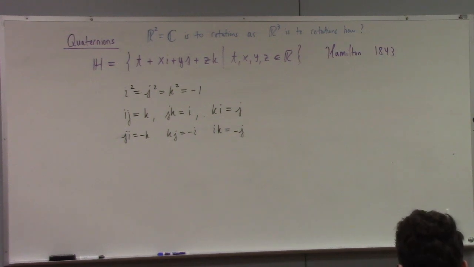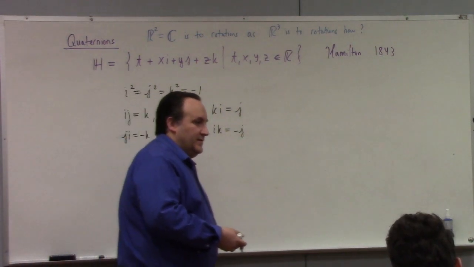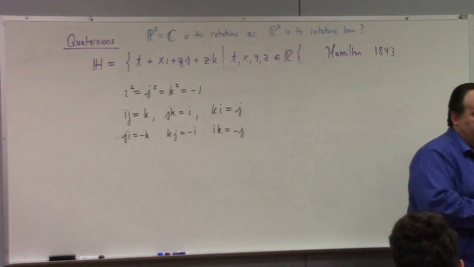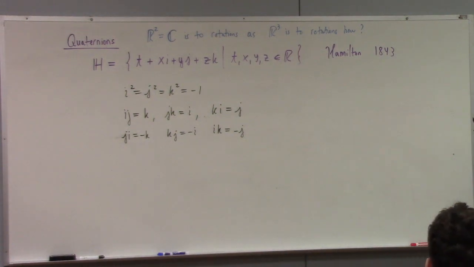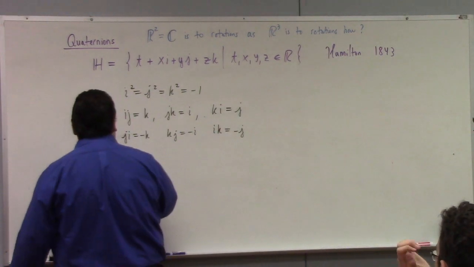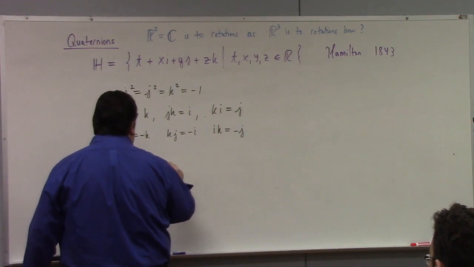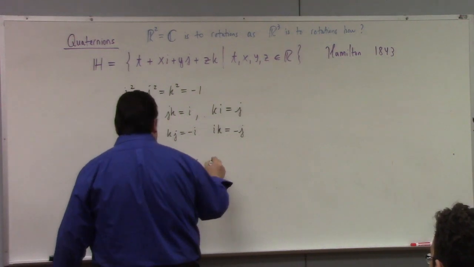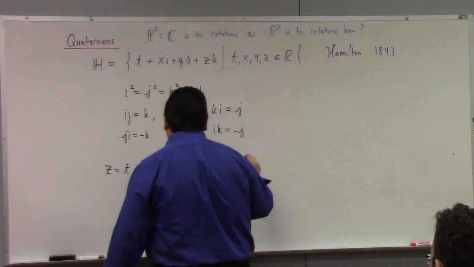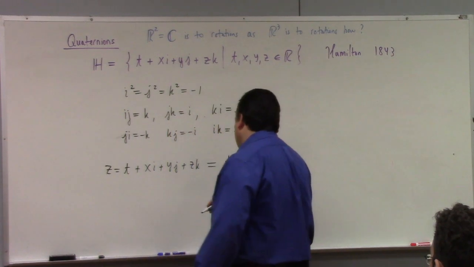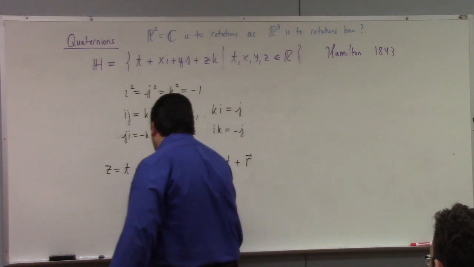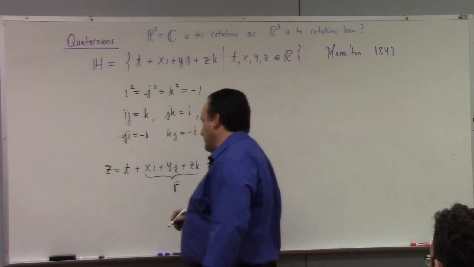In fact, where in God's green earth did i, j, and k come from in Calculus 3? The answer is Hamilton's quaternions. That's why they're used there, because it's in honor of Hamilton's quaternions. If we say that the quaternion z equals t plus xi plus yj plus zk is equal to t plus vector r, in other words, I call this piece vector r, just for the sake of notation.